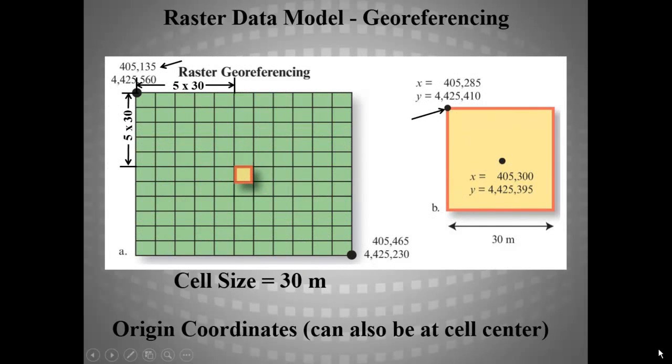I've already covered this georeferencing. The way it works is you assign coordinate values to a corner of your grid, and then each individual cell is identified by offset in terms of number of cells in the x and y direction.